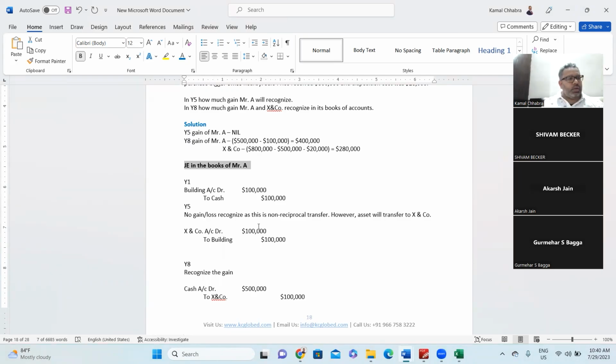Year 5 remains the same for both. So year 8, in case of donation, the receiver will record the asset at the fair market value in their books at the time of transfer of the asset, and then the gain will be the difference between the sales price minus the fair value of the asset they have received.